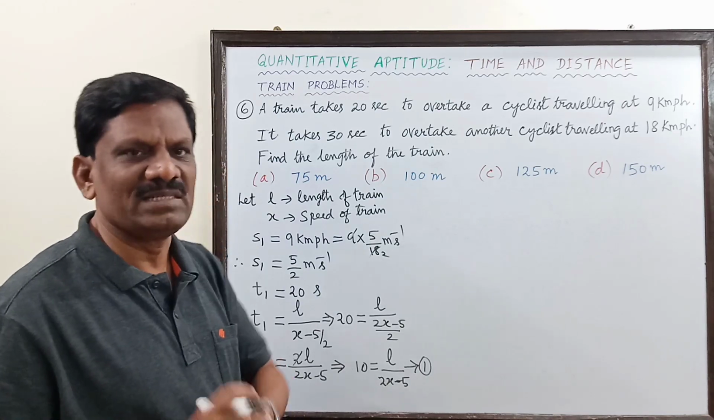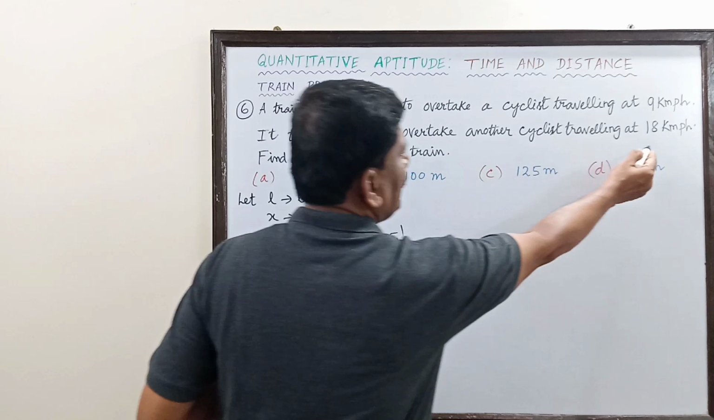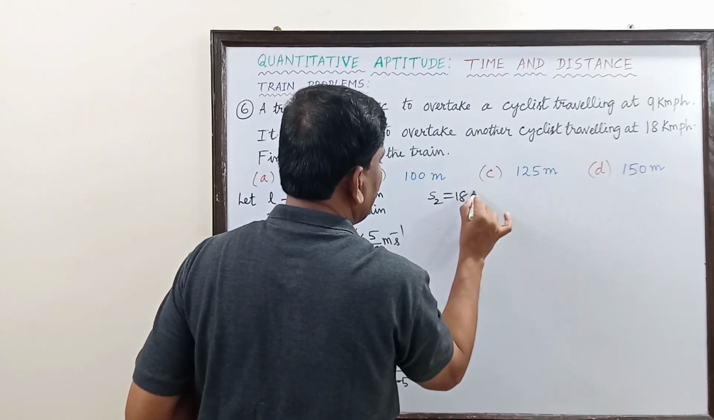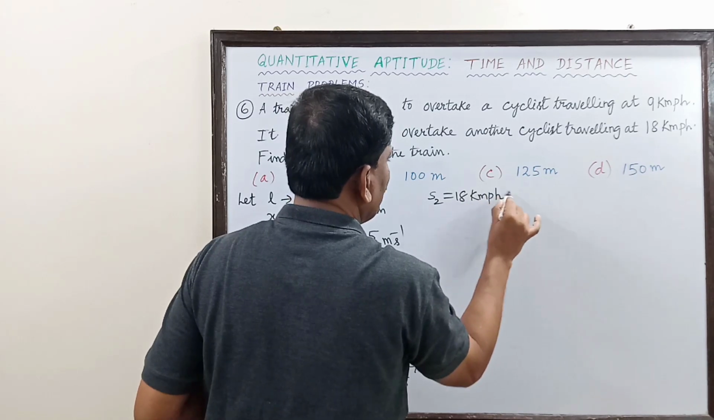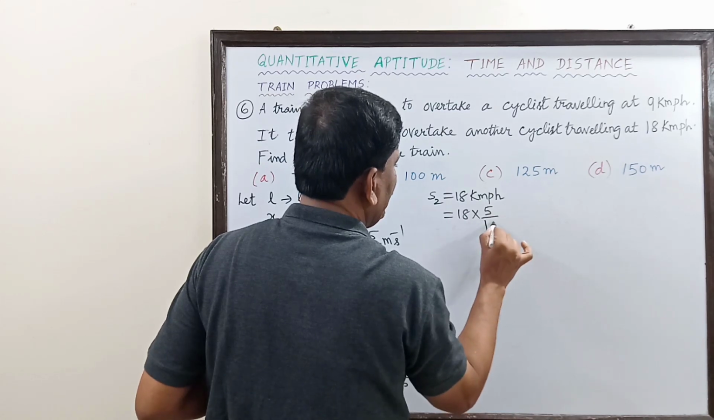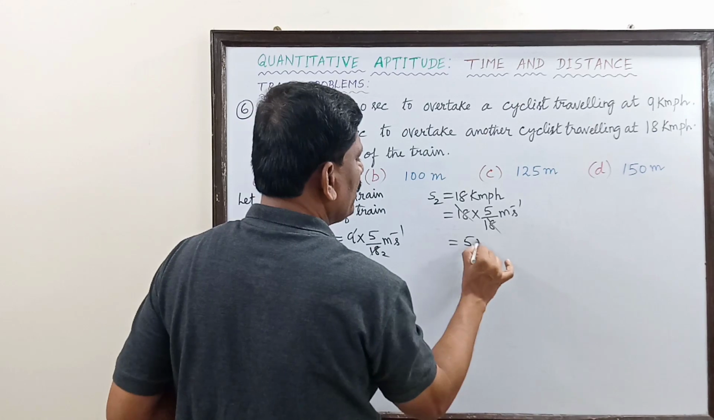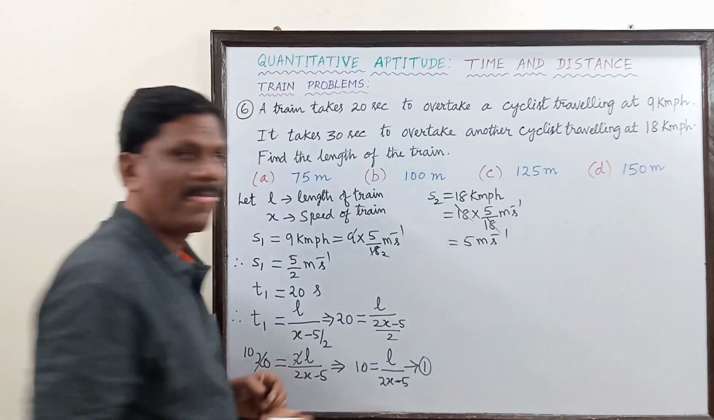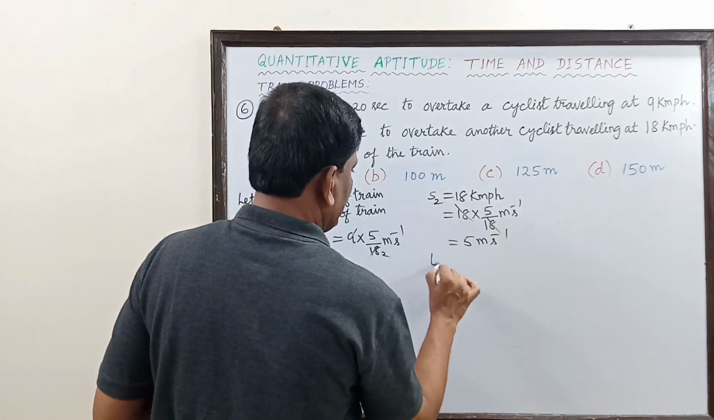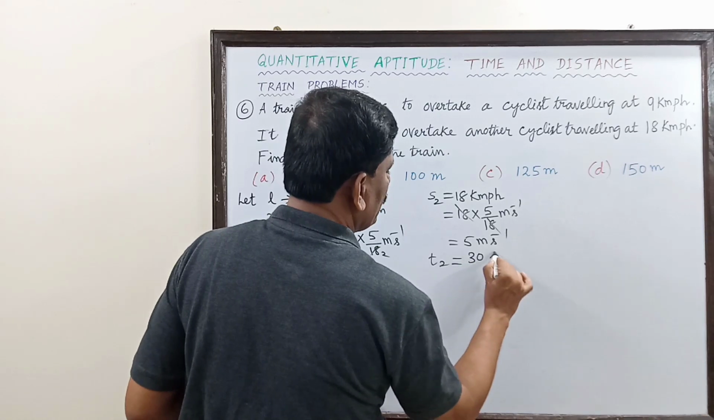Now we follow similar steps for the second cyclist. The speed of the second cyclist is 18 km per hour. So S2 is equal to 18 kilometers per hour, which is 18 into 5 by 18 meters per second. If you cancel, this is equal to 5 meters per second. Therefore, the time taken, T2, is given as 30 seconds.